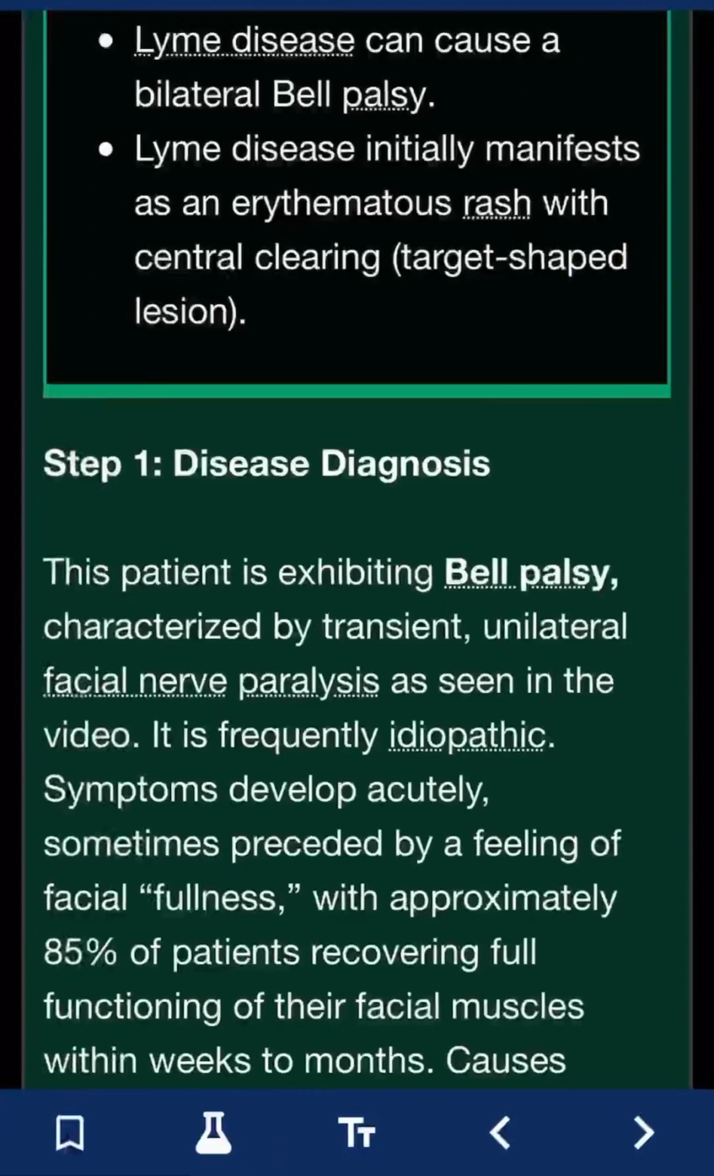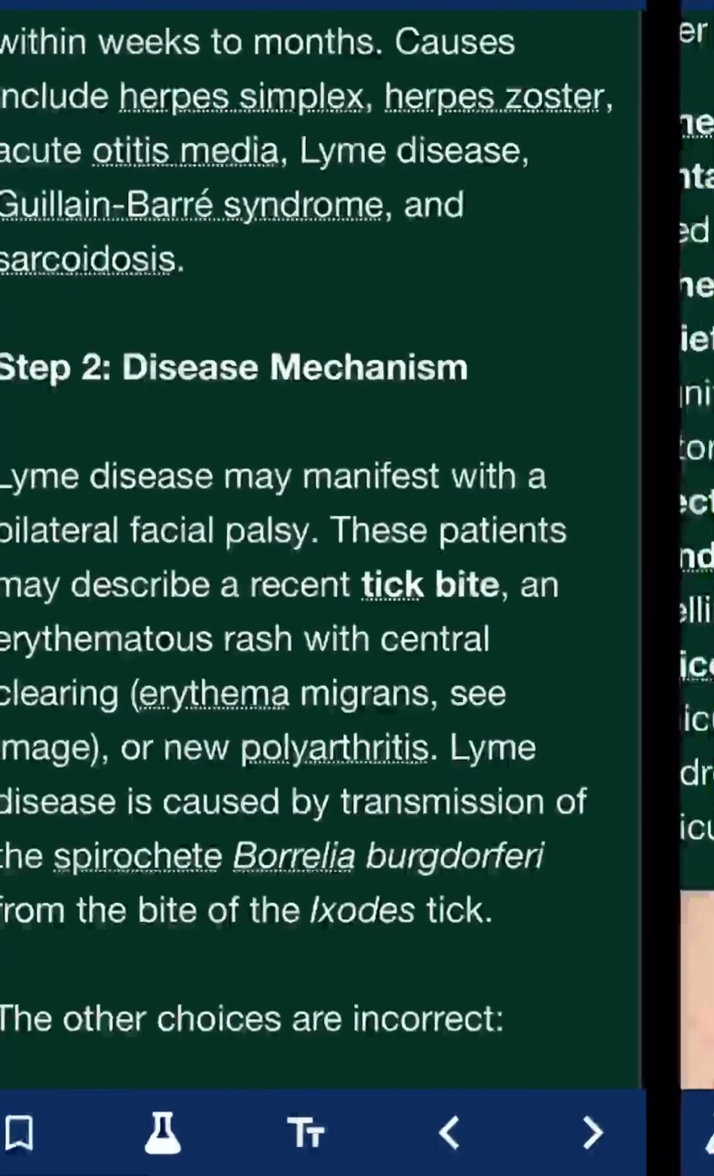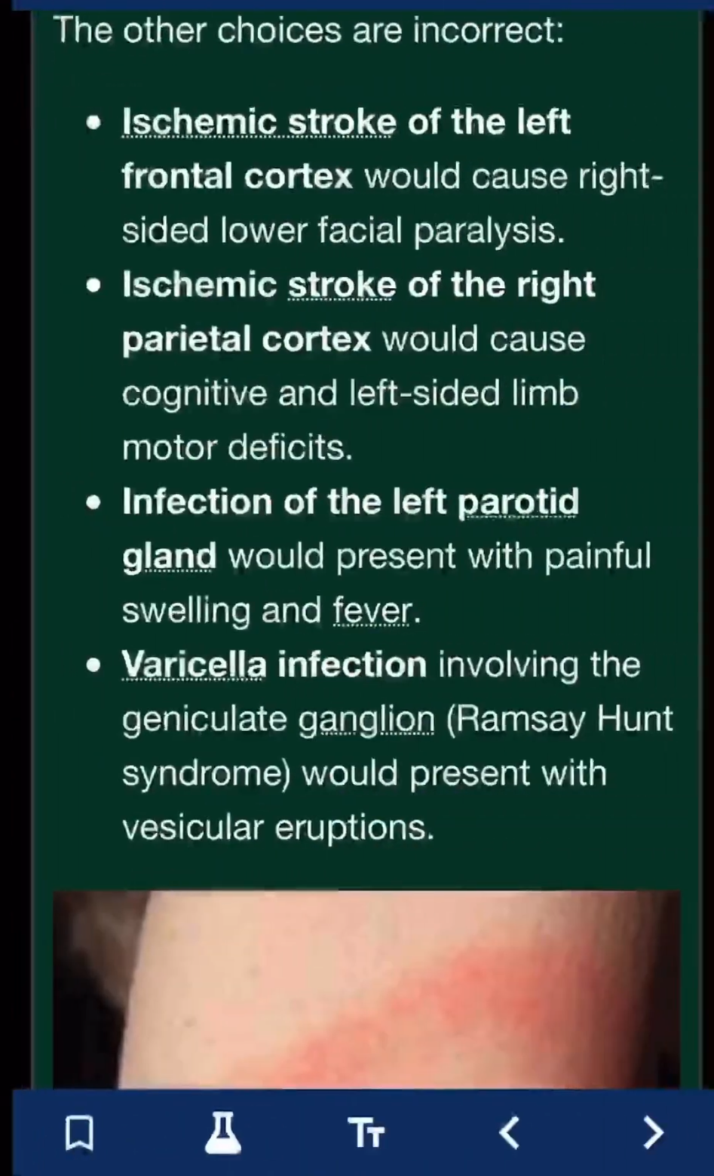So this patient is exhibiting Bell palsy, characterized by transient unilateral facial nerve palsy or paralysis, as seen in the video. I couldn't play the video here for you to see. It is frequently idiopathic, and the symptoms develop acutely. Take notice of this. It is quite high yield. This is Step 2 CK, but you can find it also in Step 1 and Step 3. It's quite different from herpes simplex, herpes zoster, otitis media, or Guillain-Barré syndrome. So take notice of Borrelia burgdorferi, tick bite, Bell's palsy.